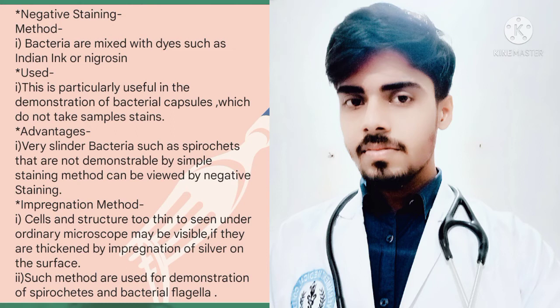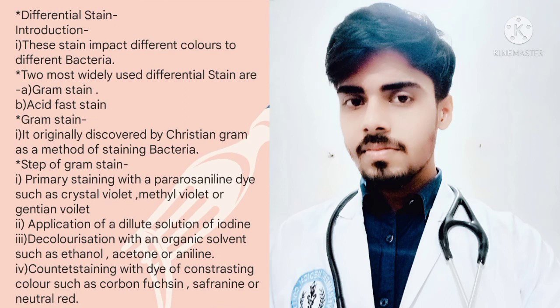Now we will discuss the different types of stain. Firstly, in the introduction, you should remember that differential stains impart different colors to different bacteria. The two most widely used differential stains are the Gram stain and the acid fast stain. Firstly, we'll discuss the Gram stain. It was originally discovered by Christian Gram as a method of staining of bacteria, as you already know. Now we will discuss the steps of Gram stain.